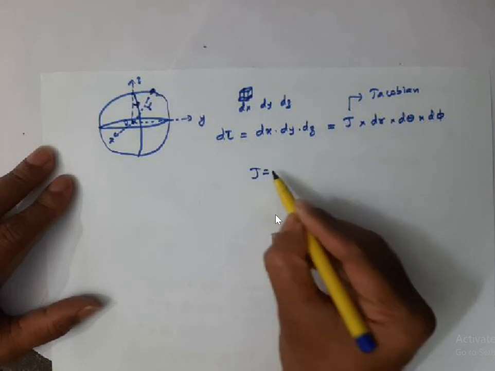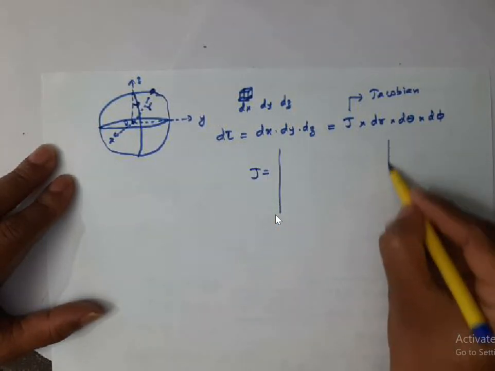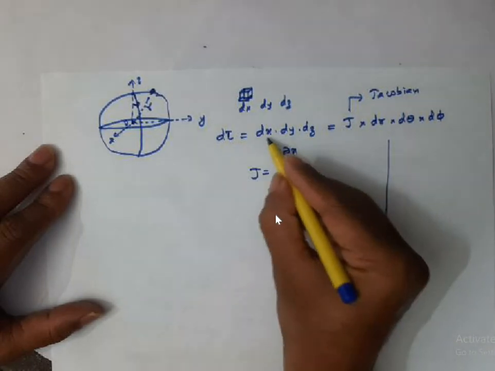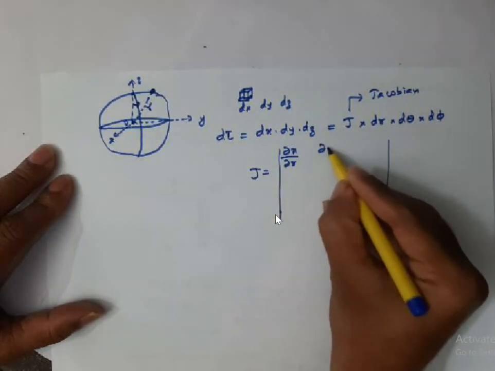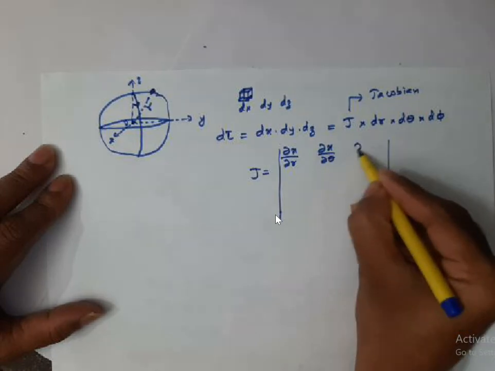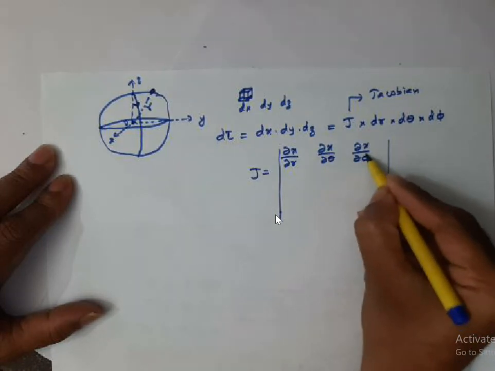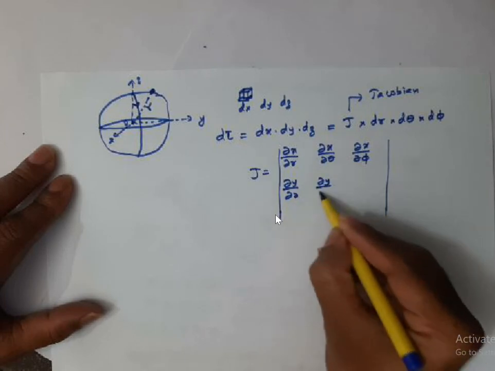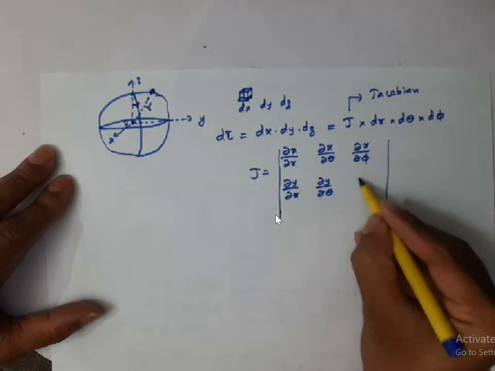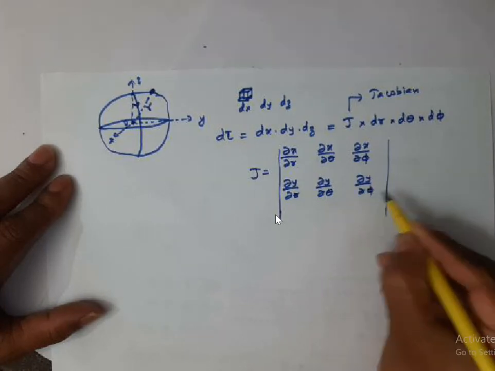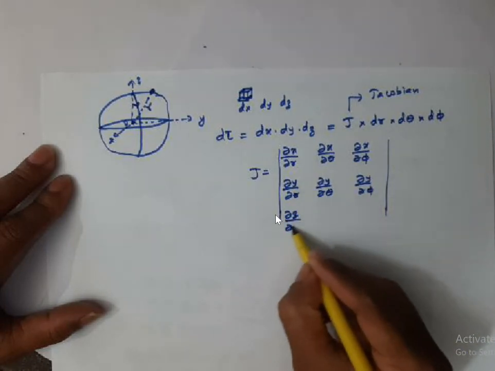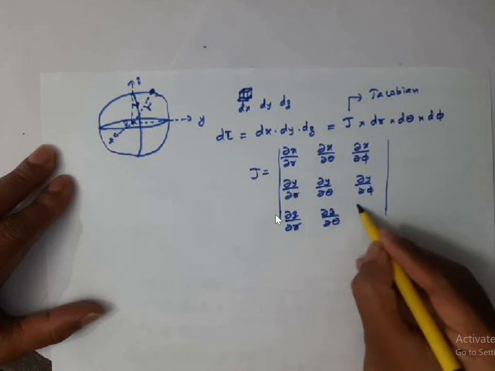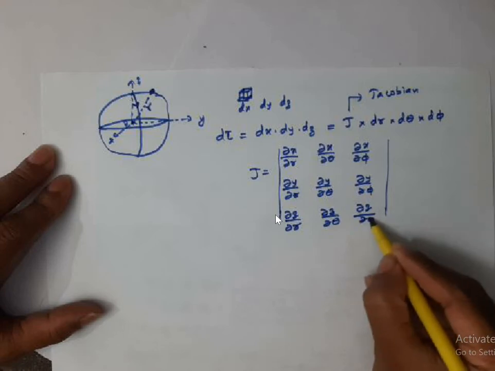Okay, so Jacobian can be found by using the determinant. I'll take x: dou x by dou r, dou x by dou theta, and dou x by dou phi. Similarly, dou y by dou r, dou y by dou theta, and dou y by dou phi. Then dou z by dou r, dou z by dou theta, and dou z by dou phi.